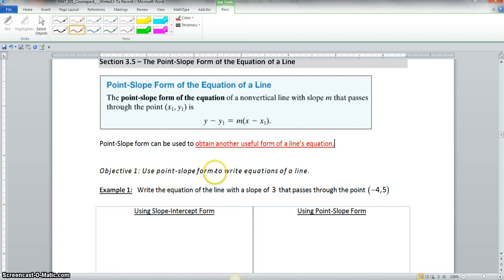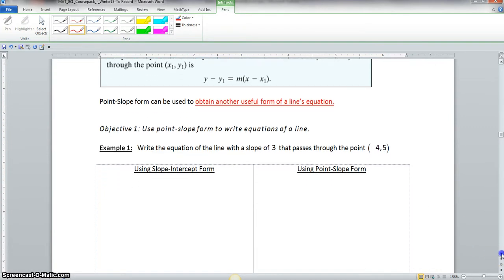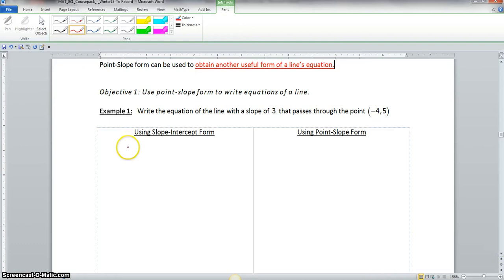Objective 1. Use point-slope form to write equations of a line. Write the equation of the line with a slope of 3 that passes through the point (-4, 5). So now we want to use the slope-intercept form, which we know is y equals mx plus b, and then the point-slope form, which is y minus y sub 1 is equal to m times x minus x sub 1. Now we go through and substitute.